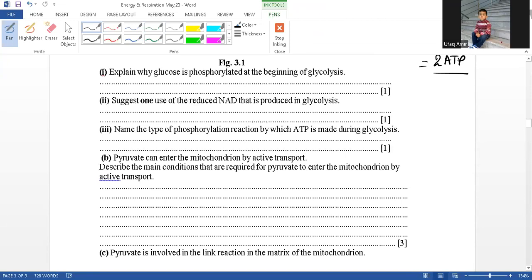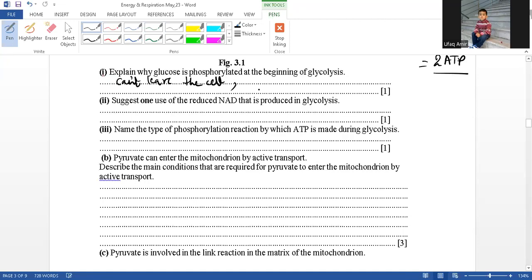To change its shape. Yes, ma'am, so that it is changed, it does not pass out of the cell through the same carrier protein, and in this way it cannot leave the cell. So glucose cannot leave the cell; its shape is changed.